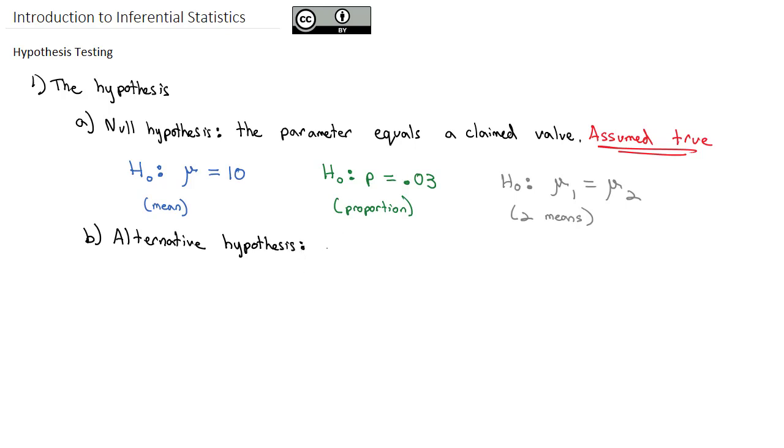Here at the alternative hypothesis, we're going to claim that the parameter is either different, smaller, or larger than the claim. If the null hypothesis is what we assume to be true, the alternative hypothesis is what we are trying to prove.